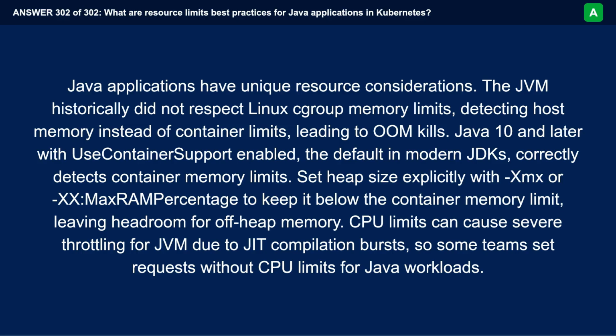Set heap size explicitly with Xmx or XX:MaxRAMPercentage to keep it below the container memory limit, leaving headroom for off-heap memory. CPU limits can cause severe throttling for the JVM due to JIT compilation bursts, so some teams set requests without CPU limits for Java workloads.